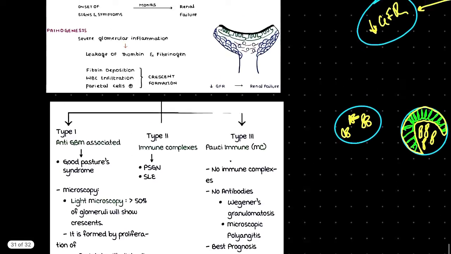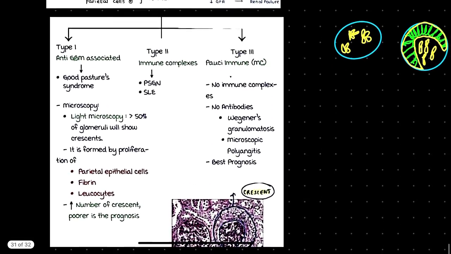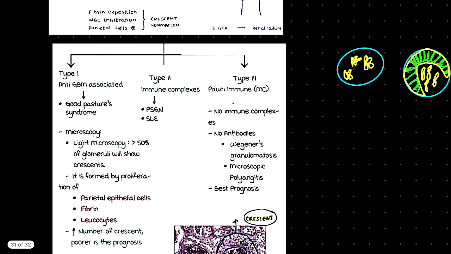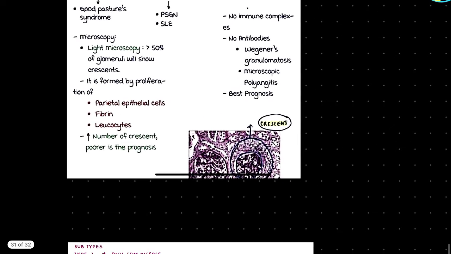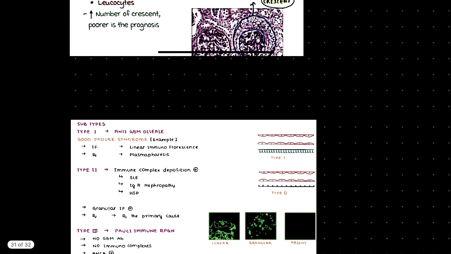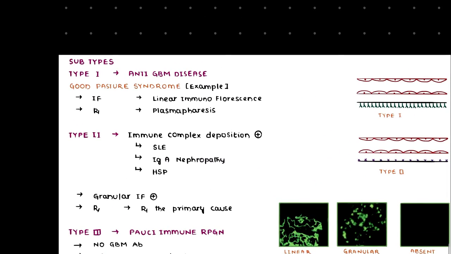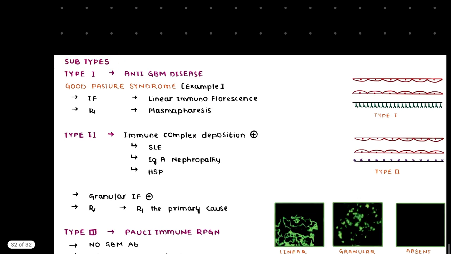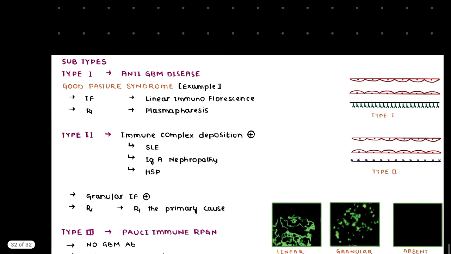Yes, we're talking about the types. These are of three types: type 1, type 2, and type 3. And these types are divided on the basis of deposition of different substances within the layer of the glomerulus. Okay, talking about the types, the first is type 1.